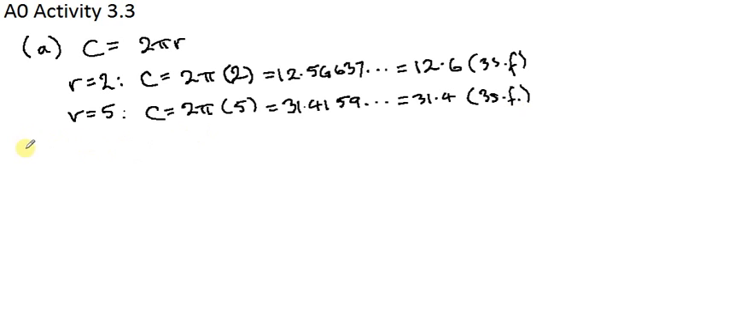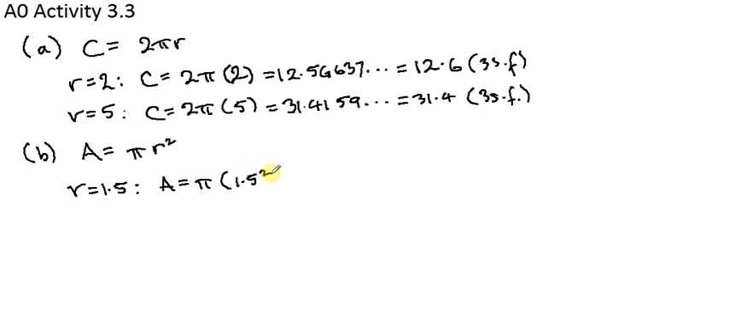Now part B, similar idea, but they've given us another formula now. The area of a circle is given by the formula A equals pi r squared, where r is the radius of the circle. So in this particular case, A is a variable, the area, and r is another variable representing the radius of the circle. So now if r equals 1.5, then A, the area of that circle, is given by pi times, I'll put it in brackets, 1.5 squared.